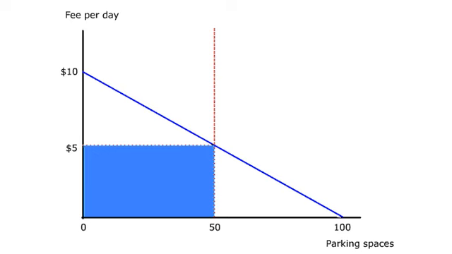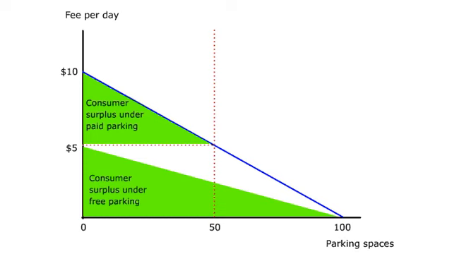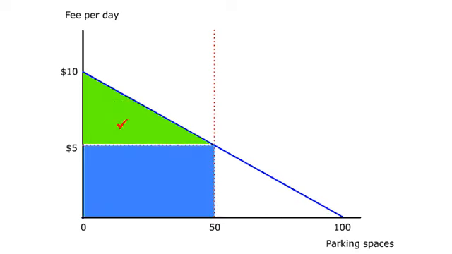So the total benefit under paid parking exceeds the total benefit under free parking by the consumer surplus under paid parking. Sure enough, consumer surplus under free parking exceeds consumer surplus under paid parking. But it is total benefit that counts.